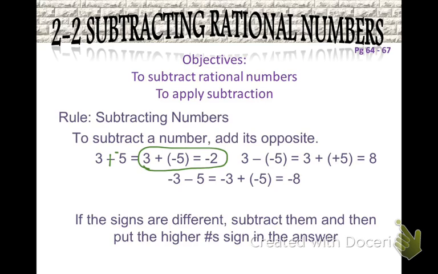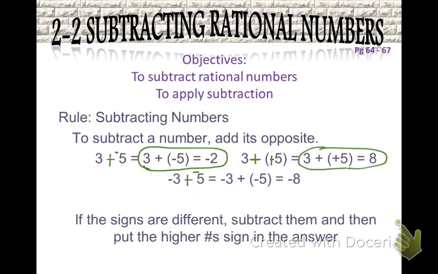The next one, we have 3 minus negative 5, so we're going to add, make it a plus sign, and the opposite of negative 5 is positive 5. So, like we did right here, and 3 plus 5 is 8. On the last one, we have negative 3 minus 5, so I add the opposite of positive 5, which is negative 5. So it's negative 3 plus negative 5, which equals negative 8.